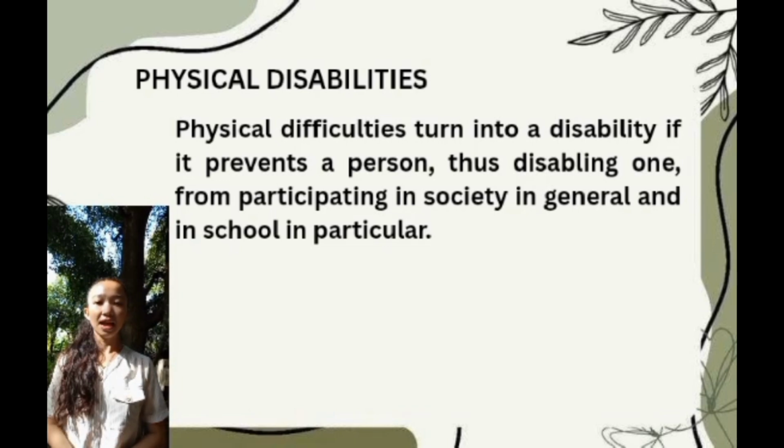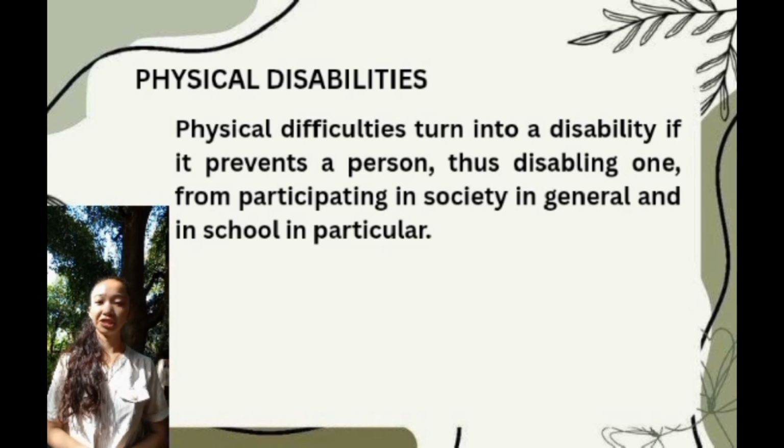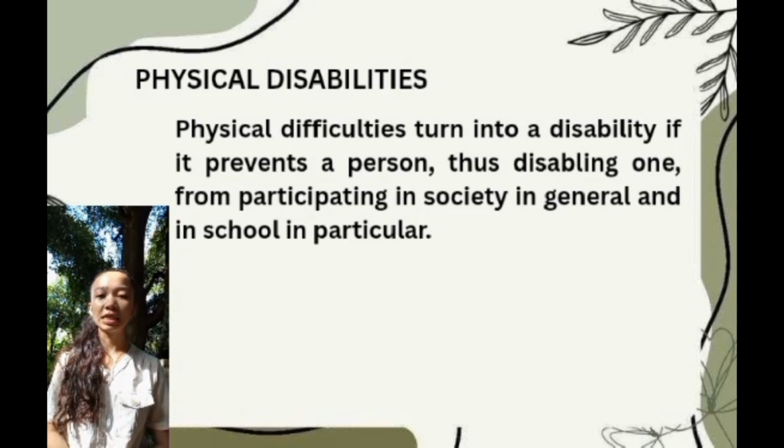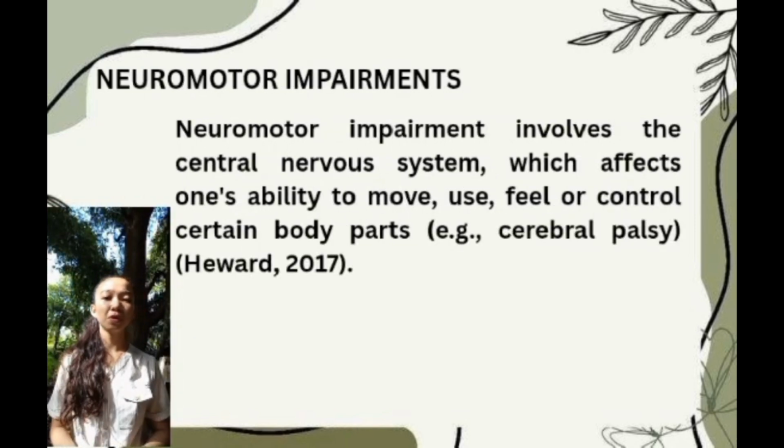Physical disability is a wide-ranging set of conditions impacting physical functions, originating from various causes and only becoming a disability when it prevents full participation in society and education. The severity and impact of the disabling are not solely determined by the physical conditions but also by the environment and available support. So next, let's discuss the neuromotor impairments.